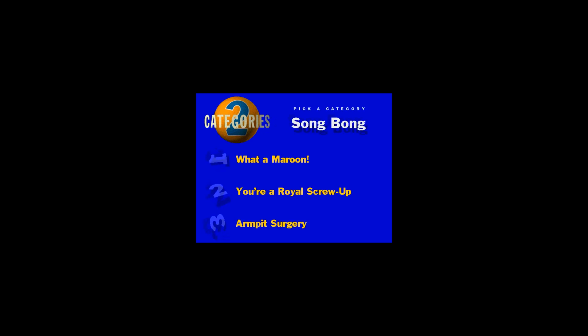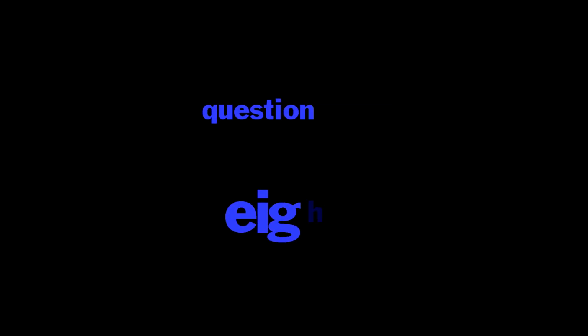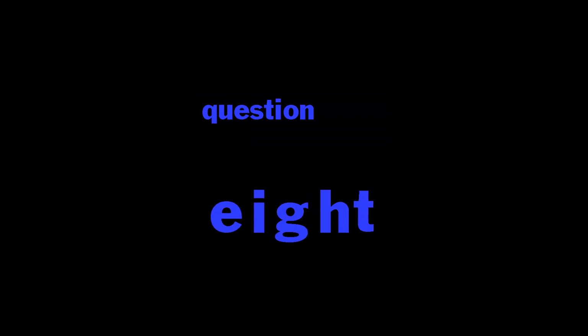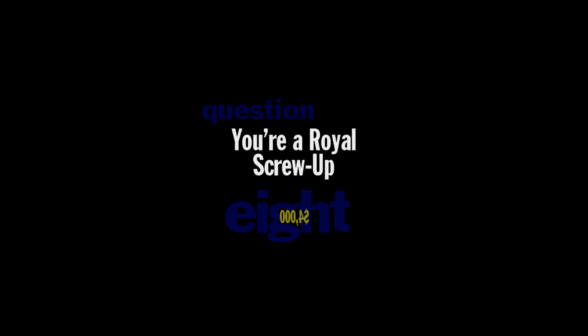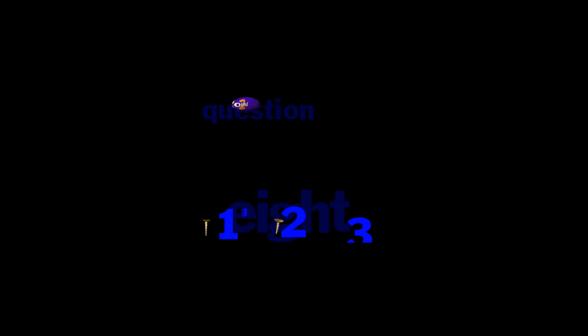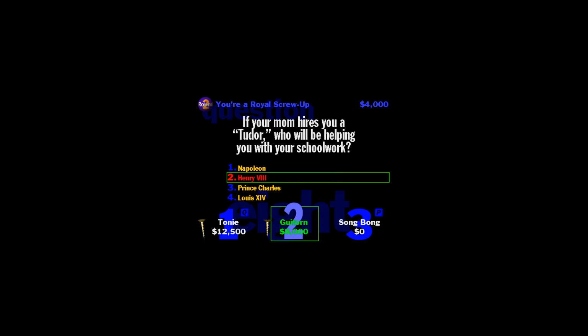Time to pick a category. 2, 4, 6, 8. Question 8 is Jailbait. Well, what do we have here? You're a royal screw-up, and this one's worth $4,000. Pencils ready. Let's do it. If your mom hires you a tutor, who will be helping you with your... Take a shot, player two. Henry VIII of England was a member of the Tudor family. I warned you that was the last time I'd tell you. It is base times height divided by 2. Off with his head!